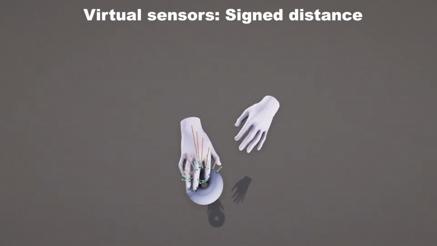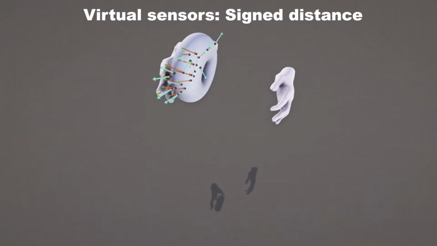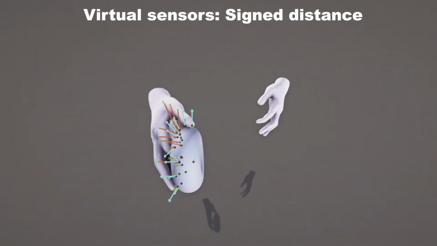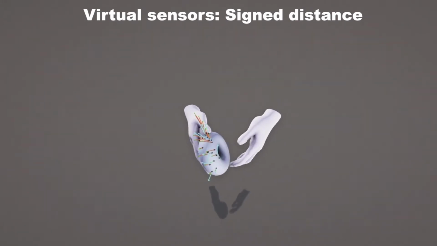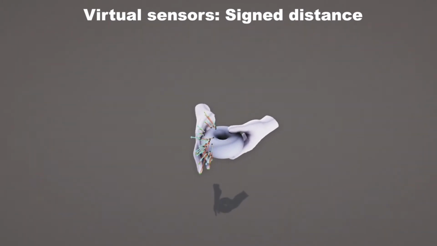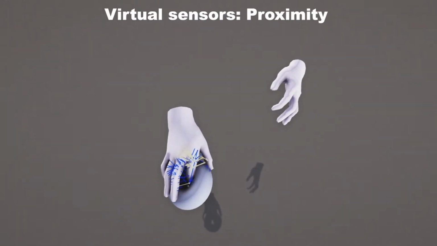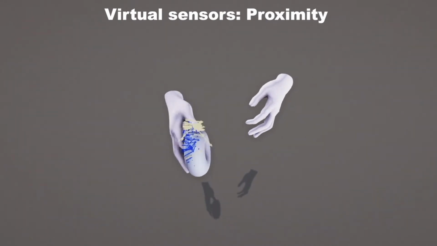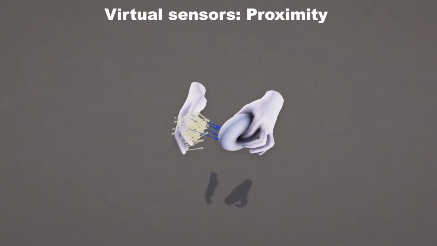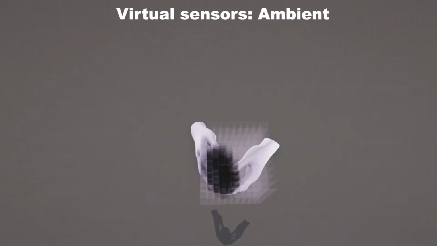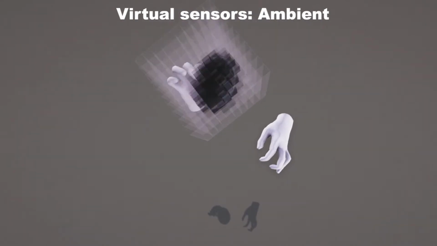To increase the generalizability of the training data, we use input features based on the spatial relations of the hand and the object. More specifically, we use signed distance sensors, which sense the shortest distance between finger joints and the object's surface, as well as the normals on the object at the closest points. We also use the proximity sensor that casts rays in the normal directions of the hand and finger surface, and senses the distance between the origins of the rays and the point they intersect the object's surface. Finally, we use a volumetric ambient sensor centered near the palm that detects which voxels are occupied by the object.